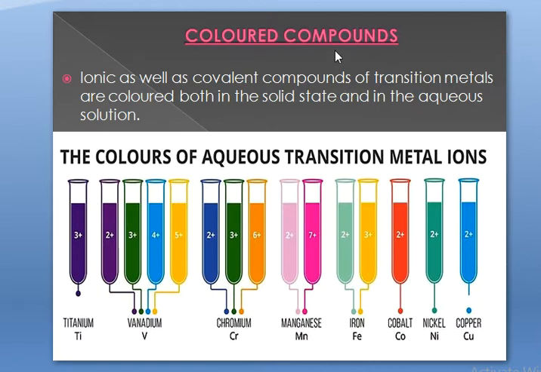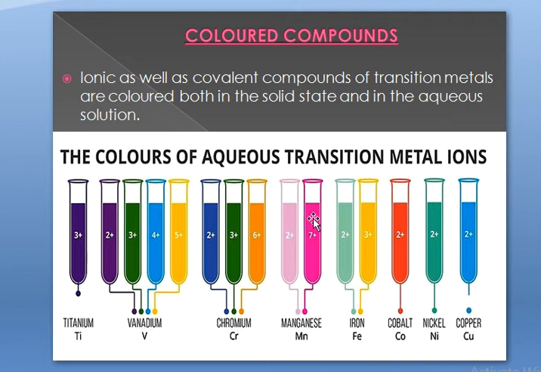Now today's property, one of the most fascinating properties of transition elements is that they form colored compounds, right? They're ionic as well as they're covalent compounds. They are colored, and these compounds are colored both in solid state as well as in the aqueous solutions.